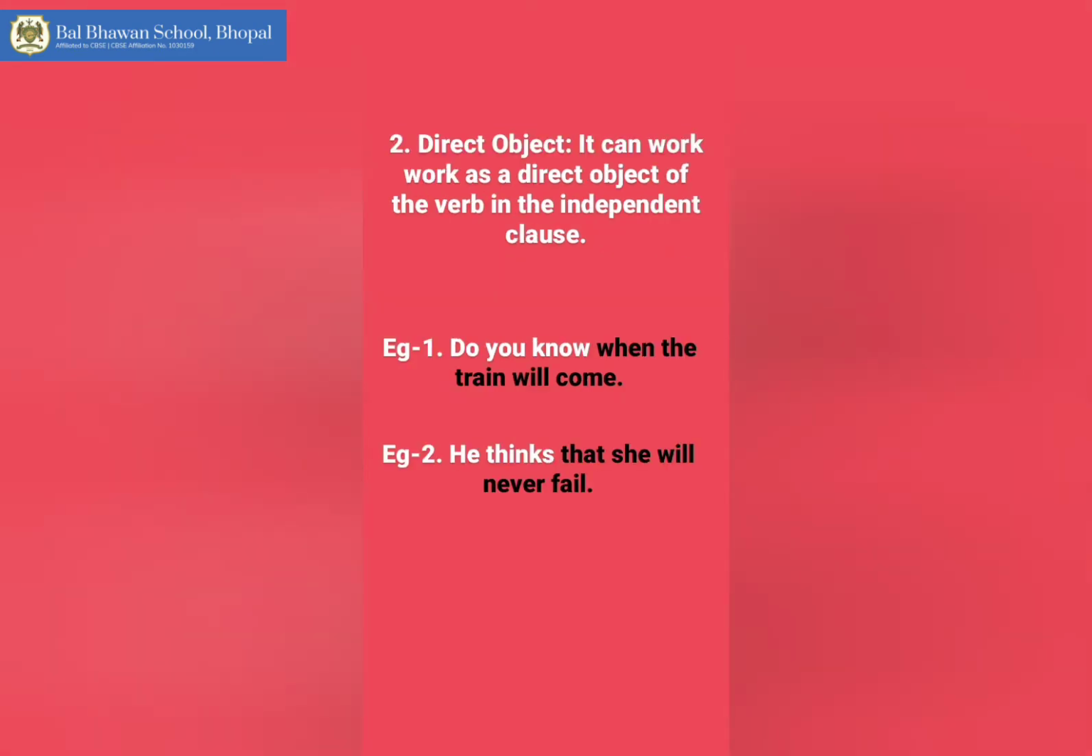The second function is as the direct object. A noun clause can work as the direct object of the verb in the independent clause. Do you know when the train will come? When the train will come is the direct object. He thinks that she will never fail. That she will never fail is the object of the independent clause.